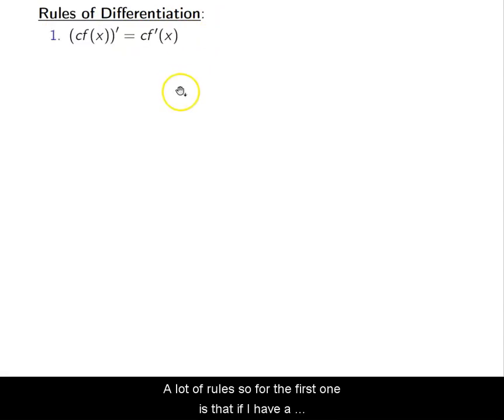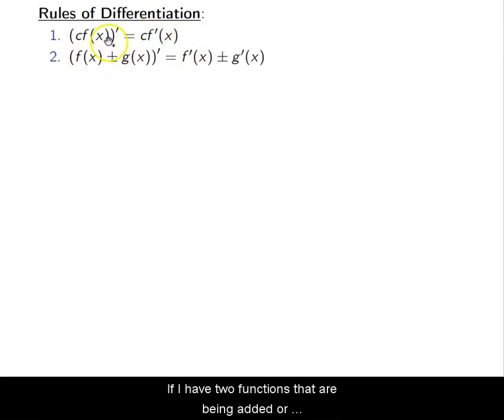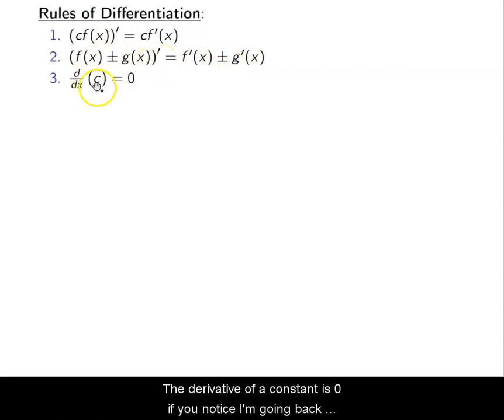The first one is that if I have a constant times a function and I'm taking the derivative of that constant multiple of a function, I can pull out the constant and just differentiate the function. If I have two functions that are being added or subtracted together, and I want to take that derivative, I can take the derivative of each function separately and then add or subtract them as needed. The derivative of a constant is 0.